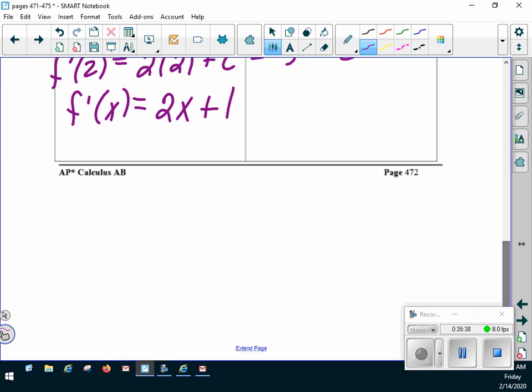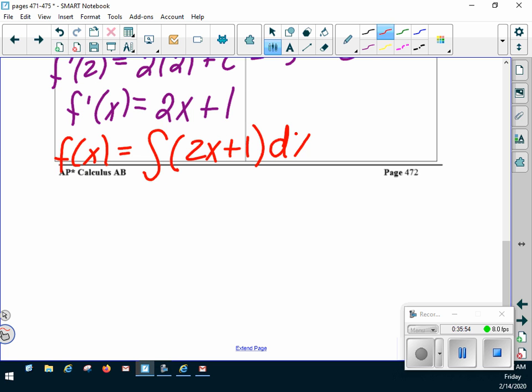So, I'm still wanting to find f of x. I know f prime of x. How do I find f of x? Integrate that again. I'm going to integrate f prime of x. So f of x is going to be the integral of f prime of x. So let's integrate. What is the integral of 2x plus 1? Good. X squared plus x plus c.